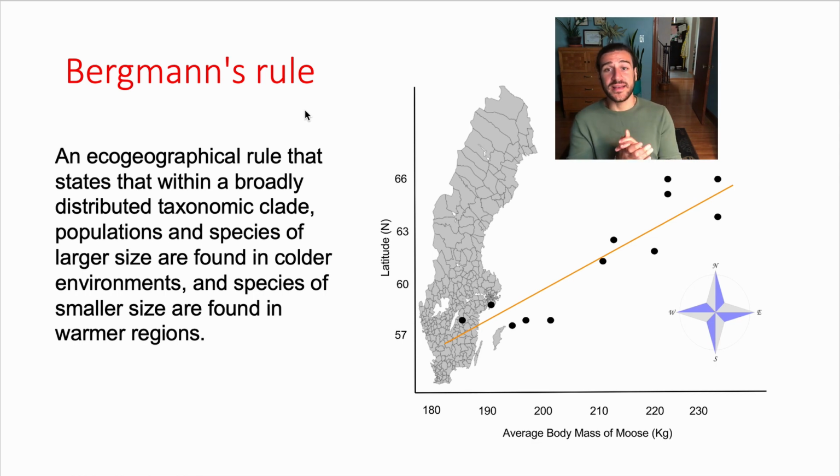So there are many ideas that have to do with this, but all in all, Bergmann's rule has to do with body size. Organisms that are found further away from the equator are usually going to have larger body sizes compared to closely related species.